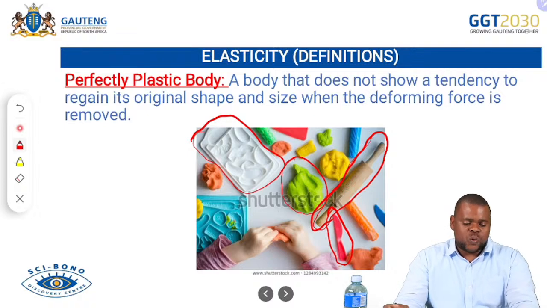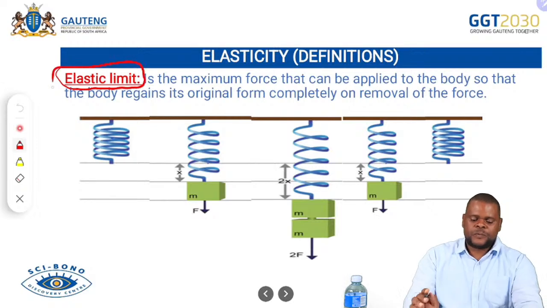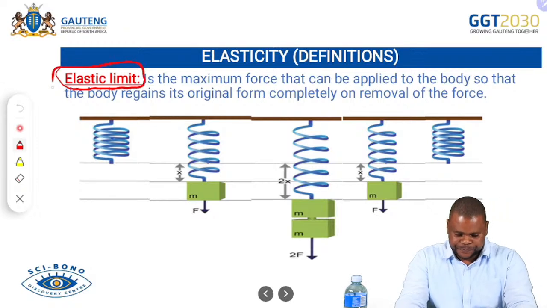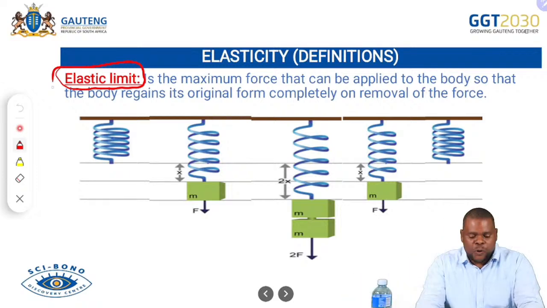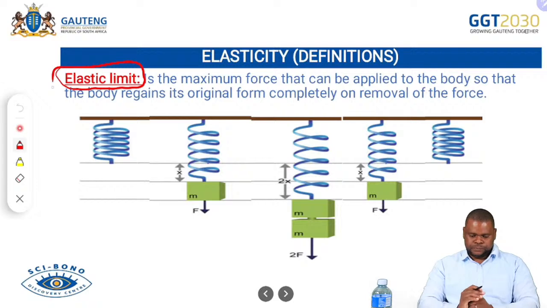Elasticity, we continue with the definitions. Now we're looking at what? Elastic limit. What is elastic limit? We say elastic limit is the maximum force that can be applied to the body so that the body regains its original form completely on removal of the force.